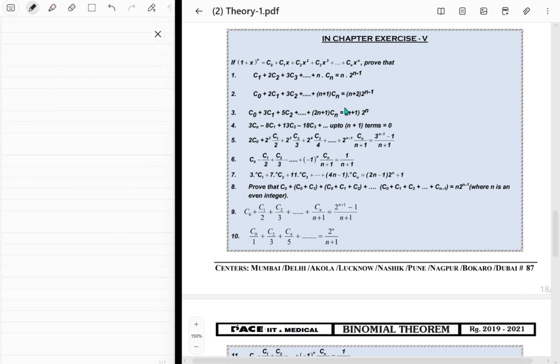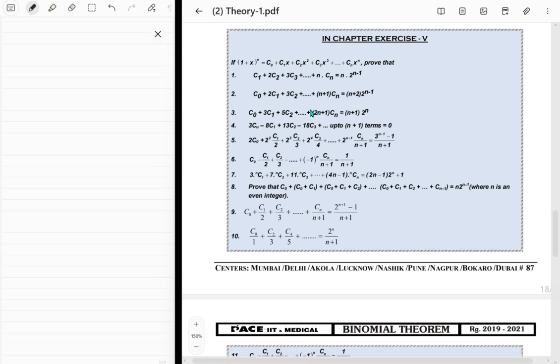Third is C0 + 3C1 + 5C2. Now this is slightly different. You notice that it goes from 1 to 3, then to 5, and so on. So there's a difference of 2 all the time, right? So we need to get that difference of 2 somehow.